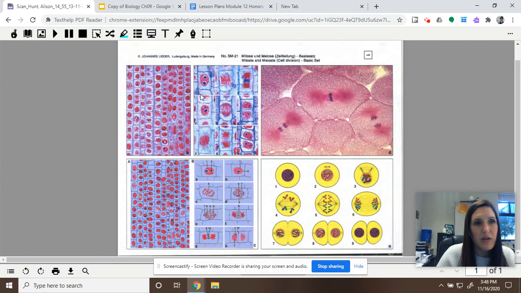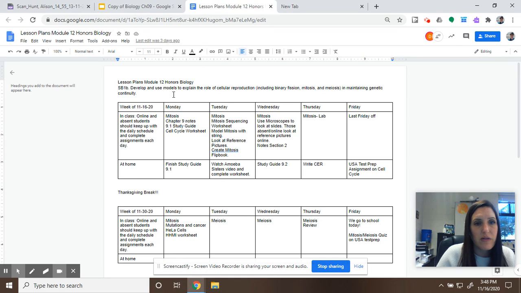This standard says we're supposed to develop and use models to explain the role of cell reproduction. So you need to be able to draw and look at models of pictures and what this is. So that's what you need to be looking at and working on at home: do I know what this is, what phase it's in? Do I know when that phase occurs? And of course, there's a lot of vocabulary that goes with it.